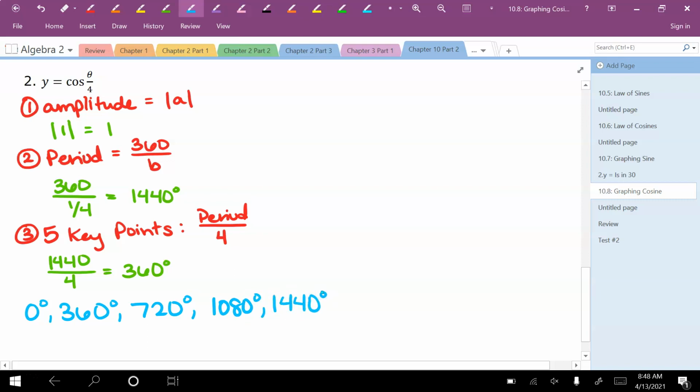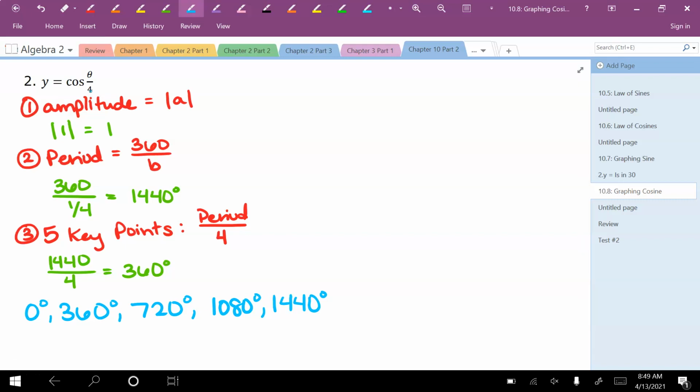Okay, so for this one, your amplitude is just a 1 because there's no written number in front of cosine, which means that it's just a 1. The period, you have to take 360 divided by a fourth, which is the same thing as taking 360 times 4, because we've got that theta over 4. So that comes out to be 1440. So that's going to be our whole cycle for this graph.